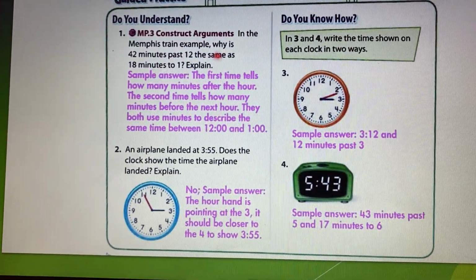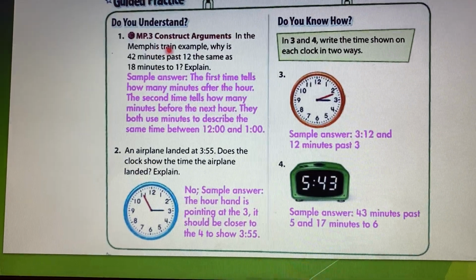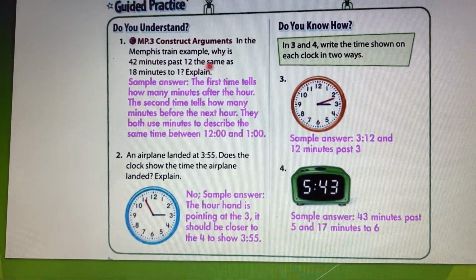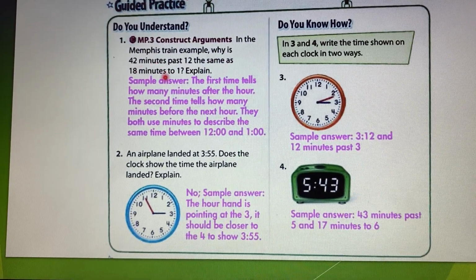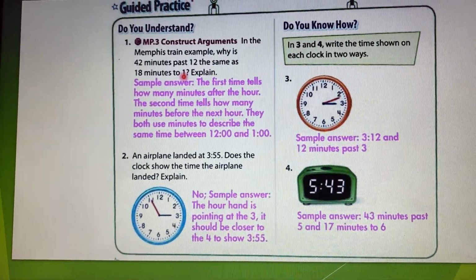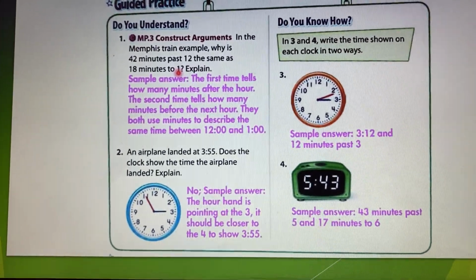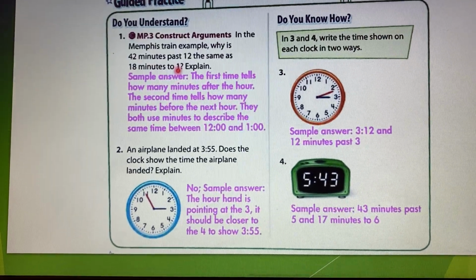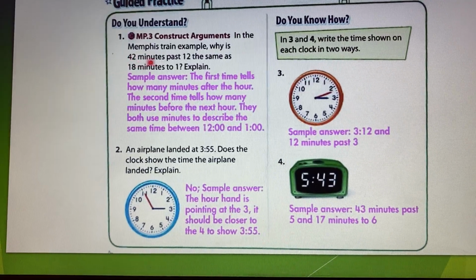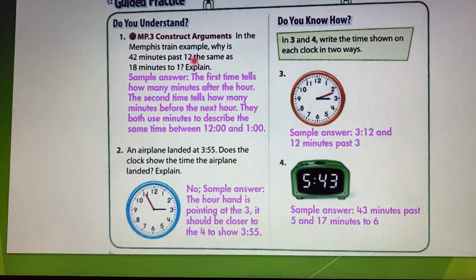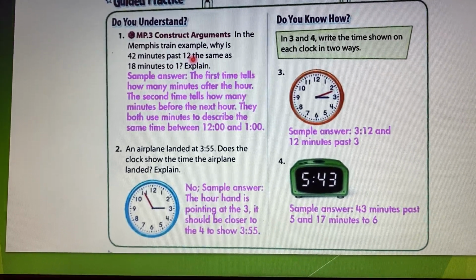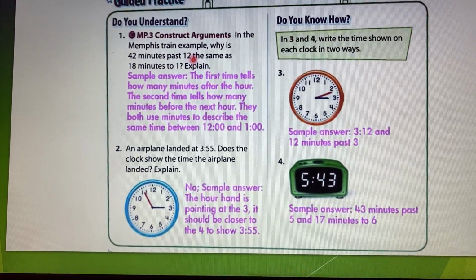Look at question number 1. In the Memphis train example, why is 42 minutes past 12 the same as 18 minutes to 1? Okay, now, without looking at the example, we have 60 minutes. We said that before. So 42 minutes past 12, that means the hour is 12 and 42 minutes, right?